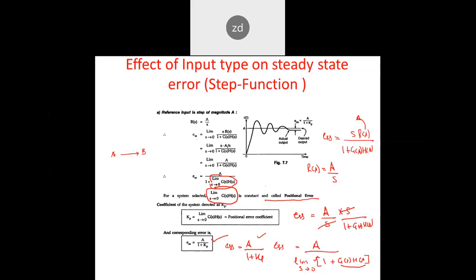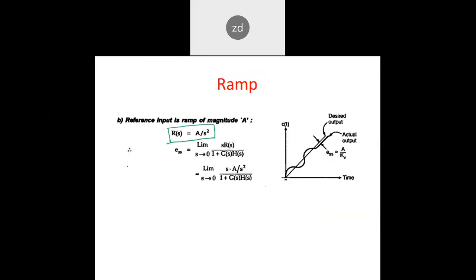Now the same thing, if we have to see for the velocity input, for that we will give a ramp signal. As I told you, by now you might be able to do it. It would be A by S square instead of that. So we'll put the symbol of A by S square here, as you can see. And similarly, instead of R of S, we will put A by S square.